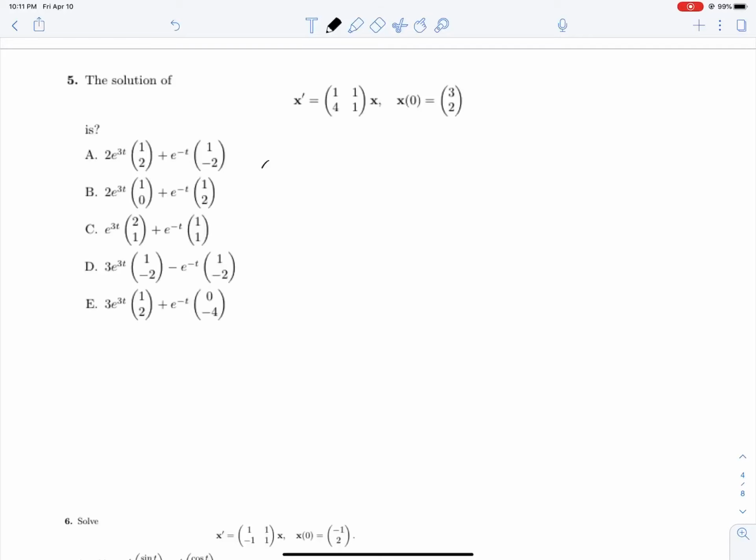So that will give us 1 minus lambda, 1 minus lambda, minus 4 is equal to 0. Or lambda squared minus 2 lambda plus 1 minus 4, so minus 3 is equal to 0. This will be lambda minus 3, lambda plus 1 is equal to 0, or lambda equals 3 and -1. So plugging in lambda equals 3 to A minus lambda I, we will get -2, 1, 4, -2, which will simplify down to 2, -1, 0, 0.